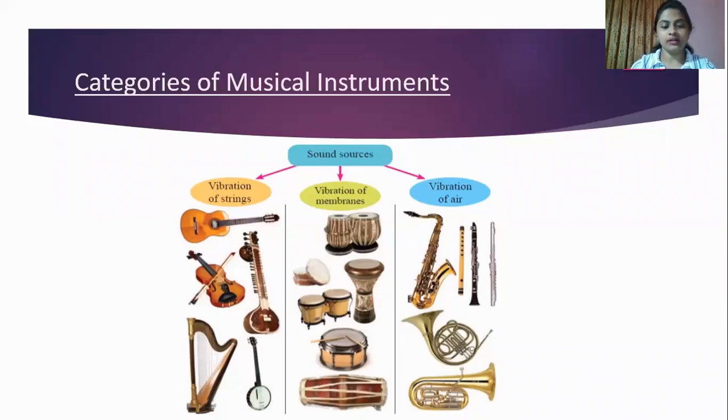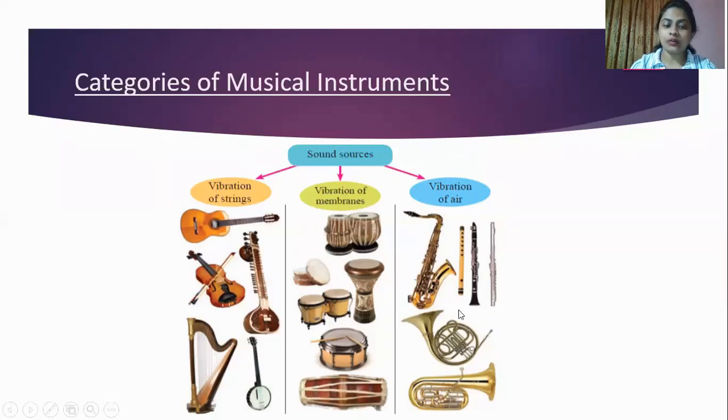Under the first category, you can see a guitar, sitar, violin, harp, and so many more. You will see strings in each of those musical instruments. To produce sound, strings are vibrated in that category. Now, in the second category, the instruments produce sound by vibration of a membrane. You can see tablas, bongos, and different kinds of drums.